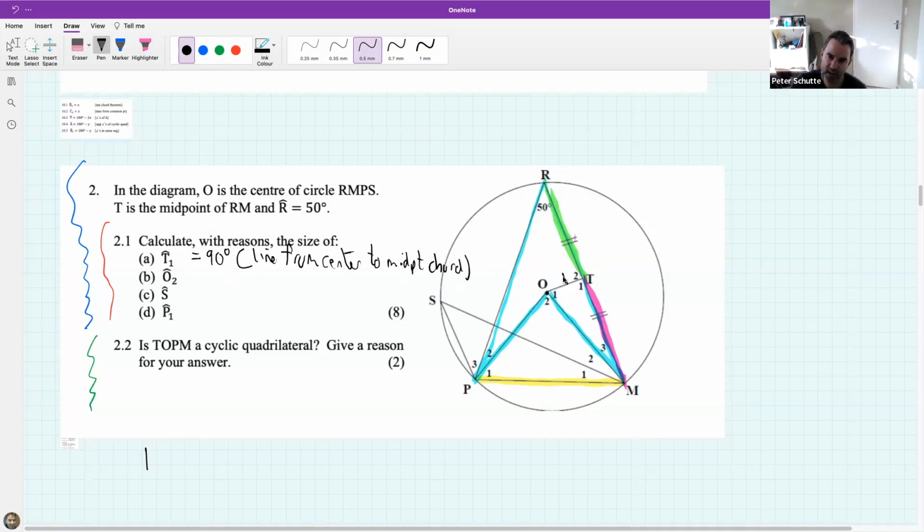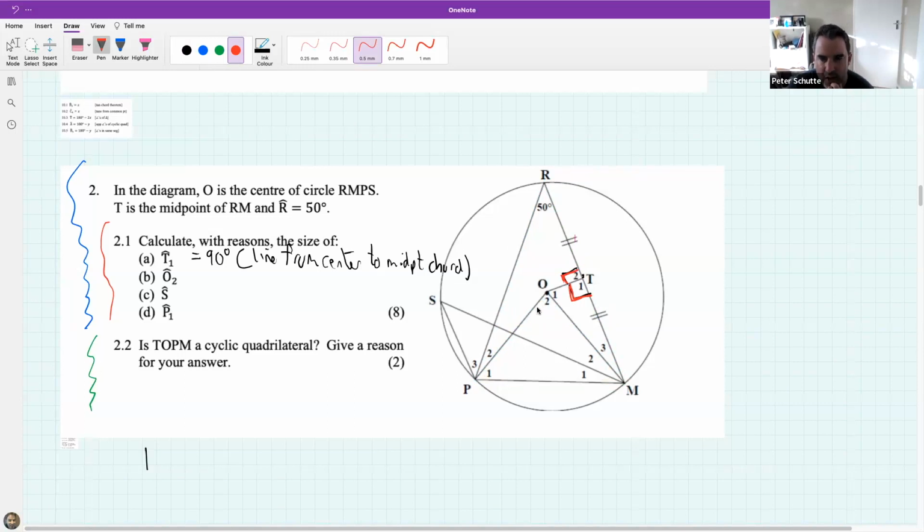So this one over here, because there's a line from the center to the midpoint of the chord, T1 must be 90. So that's the first. Let me even get rid of some of the stuff, so it's a bit too overwhelming. So we know that this one over here and this one over here will be 90.